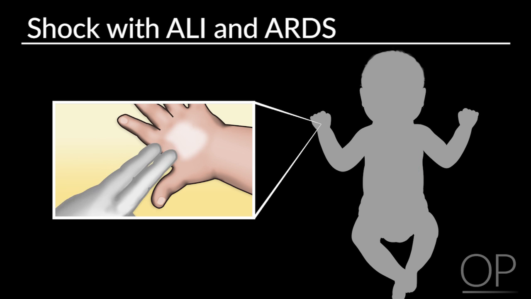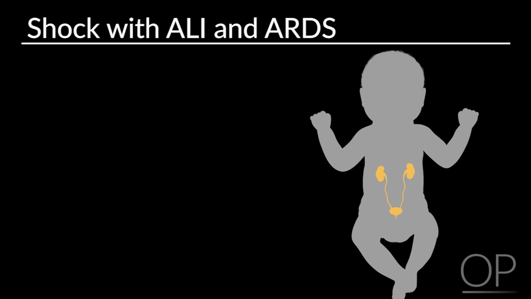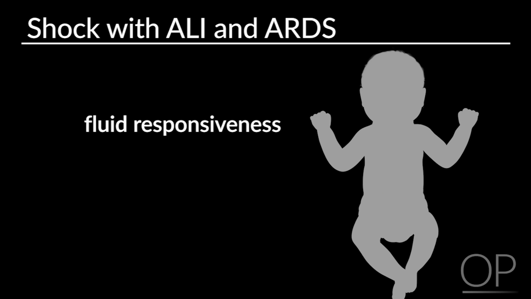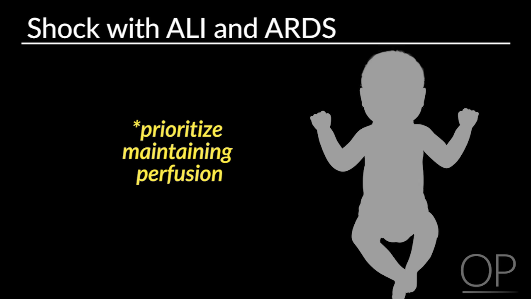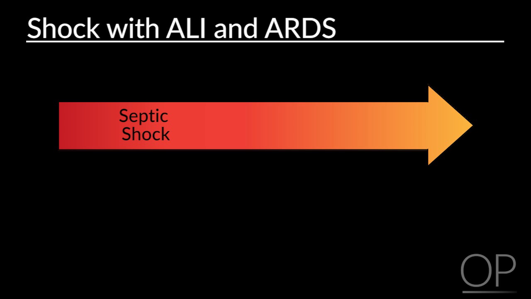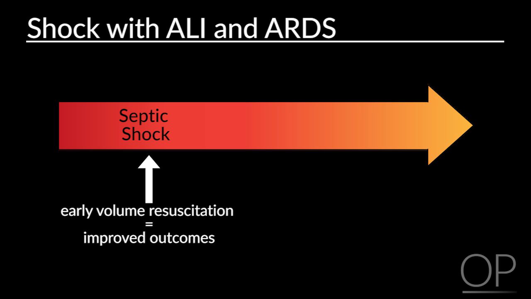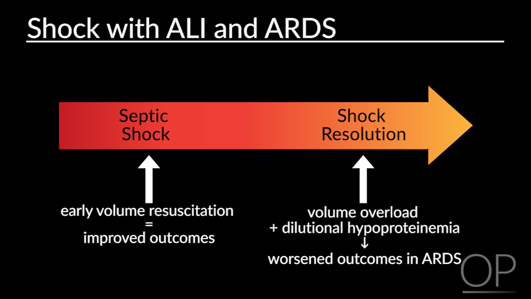You need to constantly assess perfusion, urine output, lactate, and fluid responsiveness, and the priority is to maintain perfusion at the expense of possibly increasing lung water. We know that in sepsis, this early volume resuscitation improves outcomes in severe sepsis. We also know that once patients are out of shock, volume overload and dilutional hypoproteinemia can worsen outcomes in patients with ARDS.